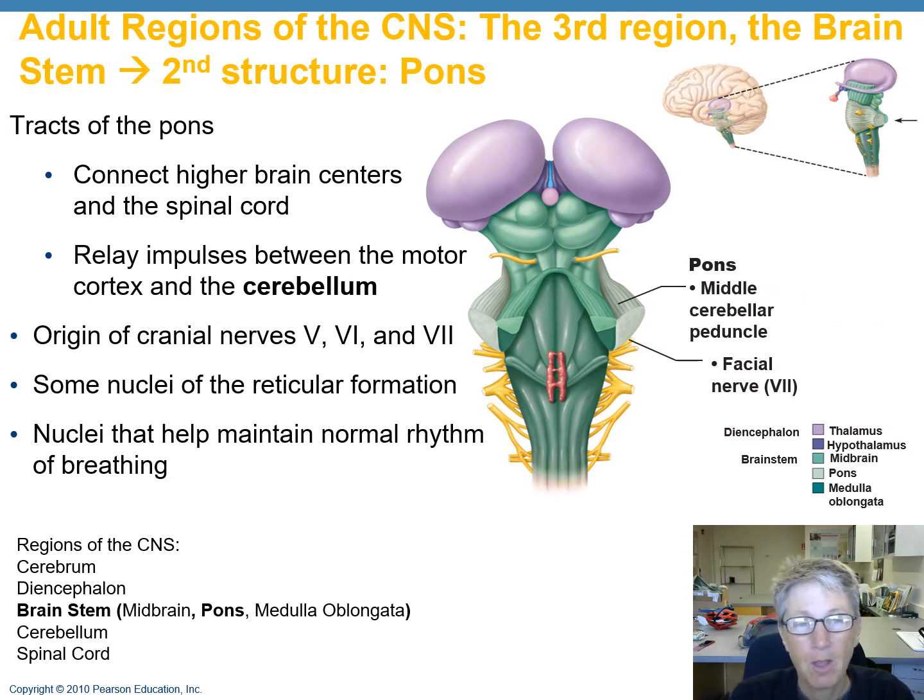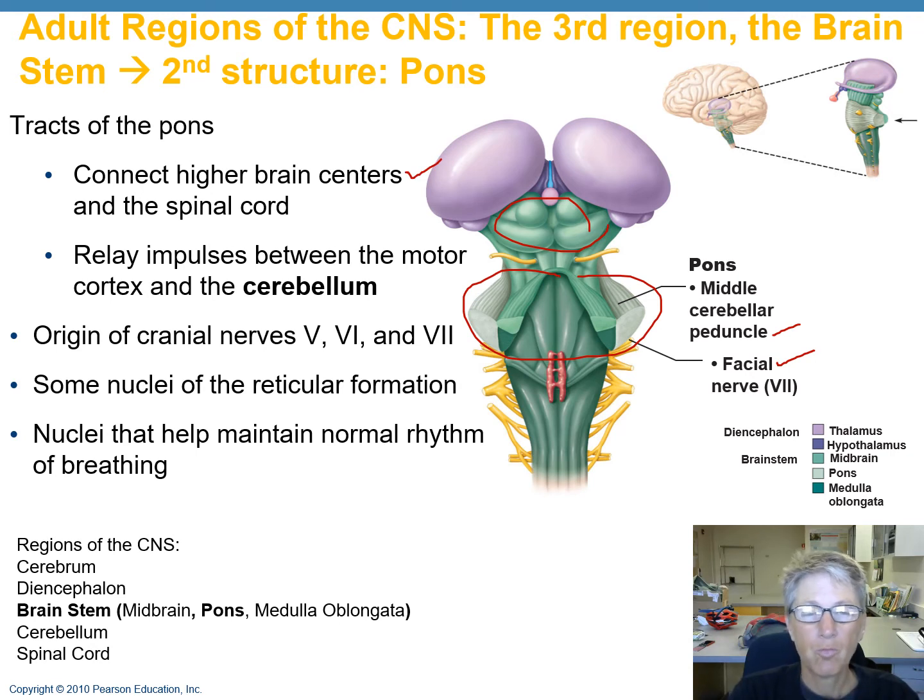Okay, so the second structure in the brainstem is the pons. Remember, the midbrain's up here. Here's the pons, and within the pons there are these things called peduncles, and they also have some cranial nerves exiting from the pons, for example, the facial nerve. And the tracts of the pons, remember, tracts are just bundles of axons. They connect higher brain centers and the spinal cord.